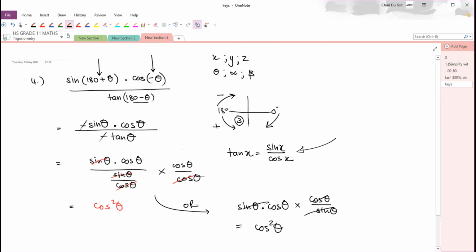Do you want to jot this down? Yes, sir. So you don't have to do the red route. You can just go the normal route if you want to. Then we're going to play around with a couple of examples. And I have to show you what co-functions are as well. Two things.